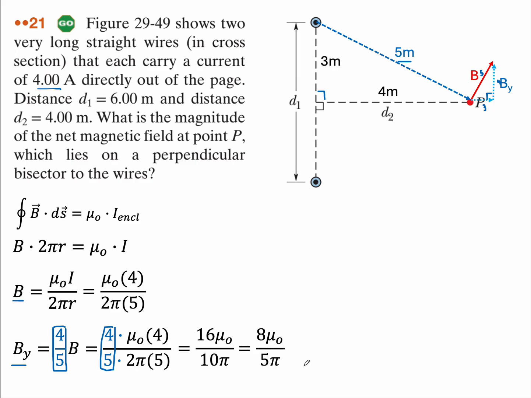We can reduce it down, sorry, to that. The total magnetic field is going to be double that, because remember we have a vertical component from both of them. So doubling that and plugging in our numbers, we'll get the magnetic field is about 1.28 times 10 to the minus 6 teslas. And that is our final answer. Good luck.